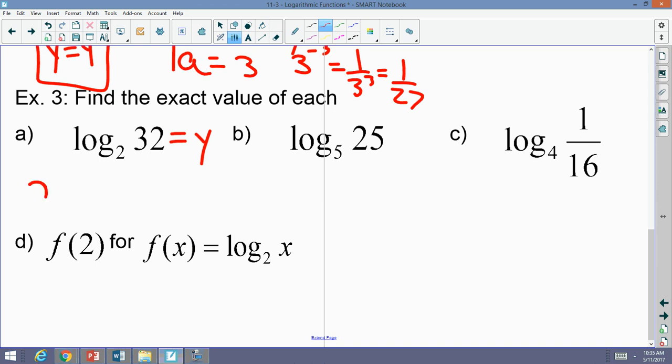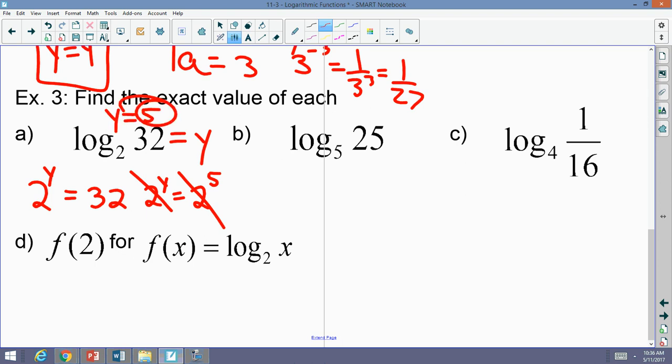So 2 to the y power equals 32. How on earth can I turn 32 into a base of 2? Y will equal 5, but let's not confuse everyone. This is 2 to the y power equals 2 to the 5th power, guys. 2, 4, 8, 16, 32. When the bases are the same, y equals 5. That's my answer. 5 is the answer.